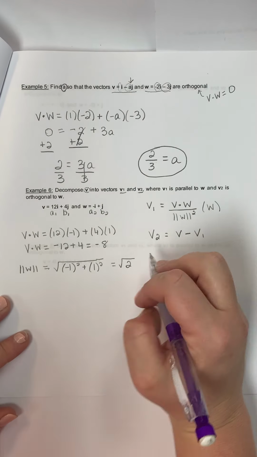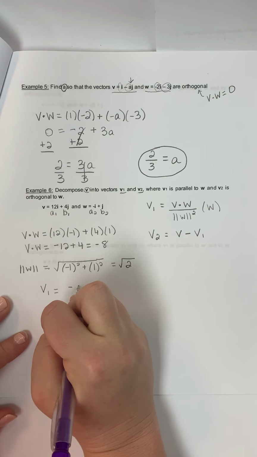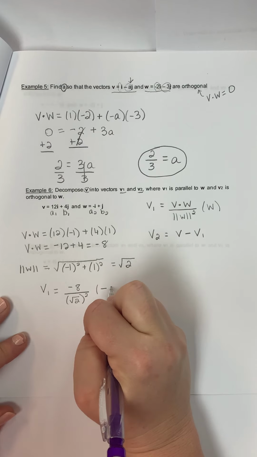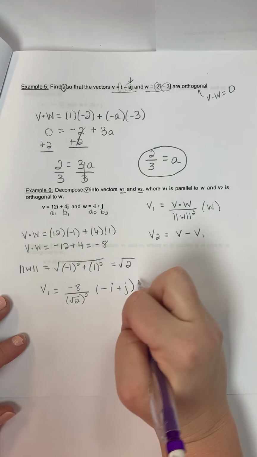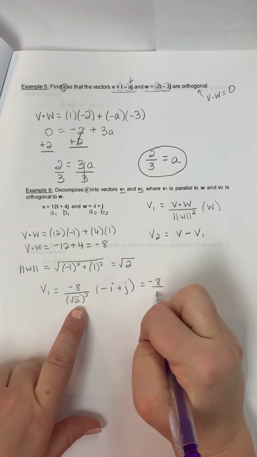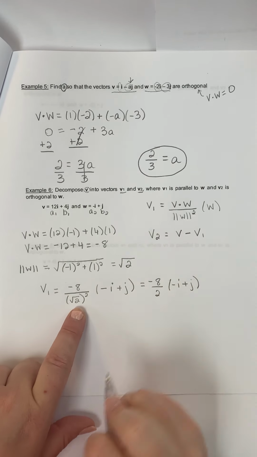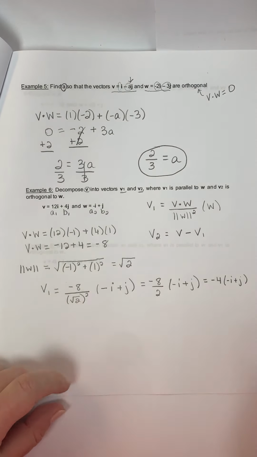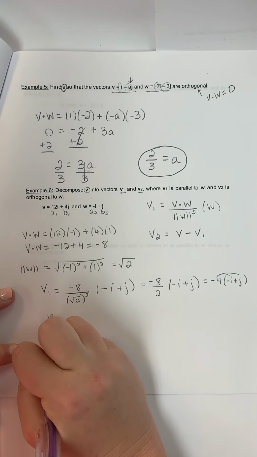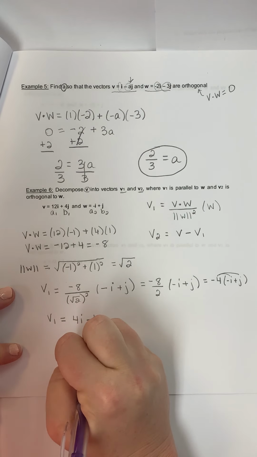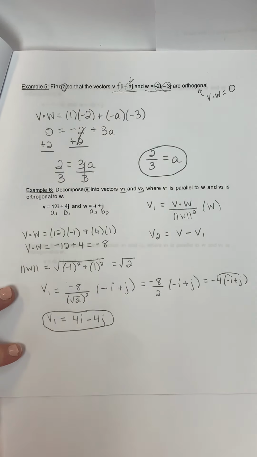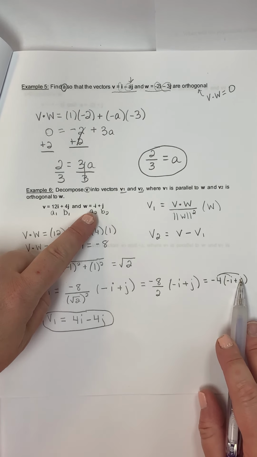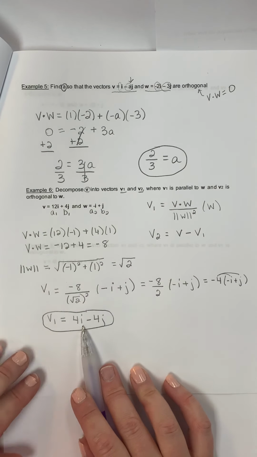Okay, let's find v1. So dot product in the top, magnitude in the bottom, and we're going to square that magnitude. Then we're going to multiply that by vector w. So I'm going to have -8 over root of 2 squared, which is 2, times vector w. This is going to be a -4 times vector w. So I'm going to distribute this -4 through here, and vector 1 is going to be +4i minus 4j. There's vector 1. And it's going to be parallel to w because here was w and we just took a scalar or a constant and multiplied it through. And remember, that's the definition of parallel. So we know it's parallel.